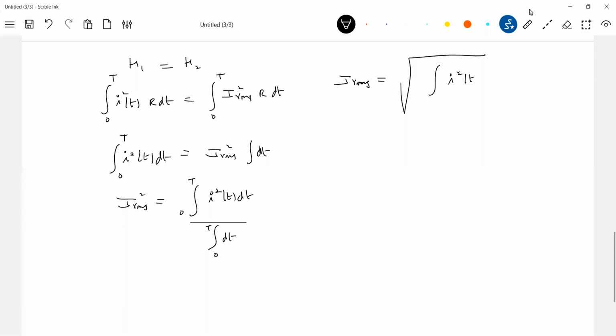That square term is very important. 0 to capital T. This is the RMS value of this particular signal. How to calculate the RMS value of that given AC signal? So what we call this as root mean square. Usually, how do we interpret RMS of the given AC signal?